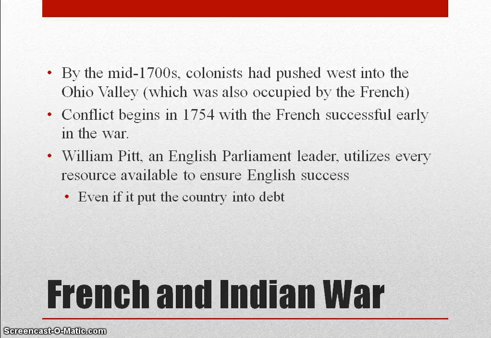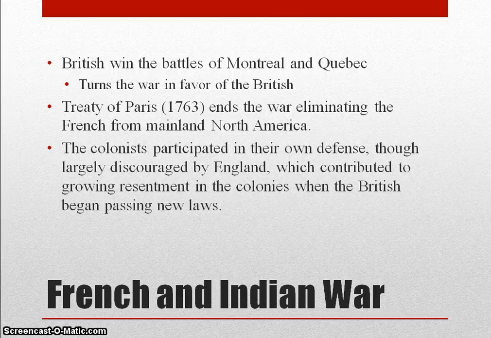By the mid-1700s, the colonists had pushed west into the Ohio Valley, which is occupied by the French as well. So your conflict begins in 1754 with the French successful very early on in the war. However, William Pitt is going to utilize every resource that he possibly can to ensure that England is successful, even though it puts the country into a tremendous amount of debt. So your British are going to win the battles of Montreal and Quebec. This turns the war in the favor of the British.